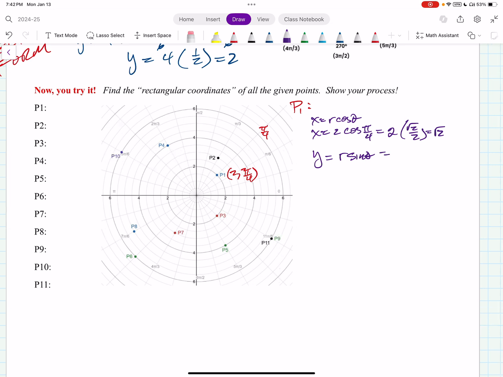Okay, so here r is 2, so we have 2 times the sine of pi over 4. And guess what? That's equal to 2 times root 2 over 2 again. All right, and obviously if you simplify a little bit, the 2s cancel, and you get root 2. So y is root 2 as well. So rectangular form is root 2 comma root 2. All right, so P1, again, this is rectangular coordinates, x comma y, in the form root 2 comma root 2.